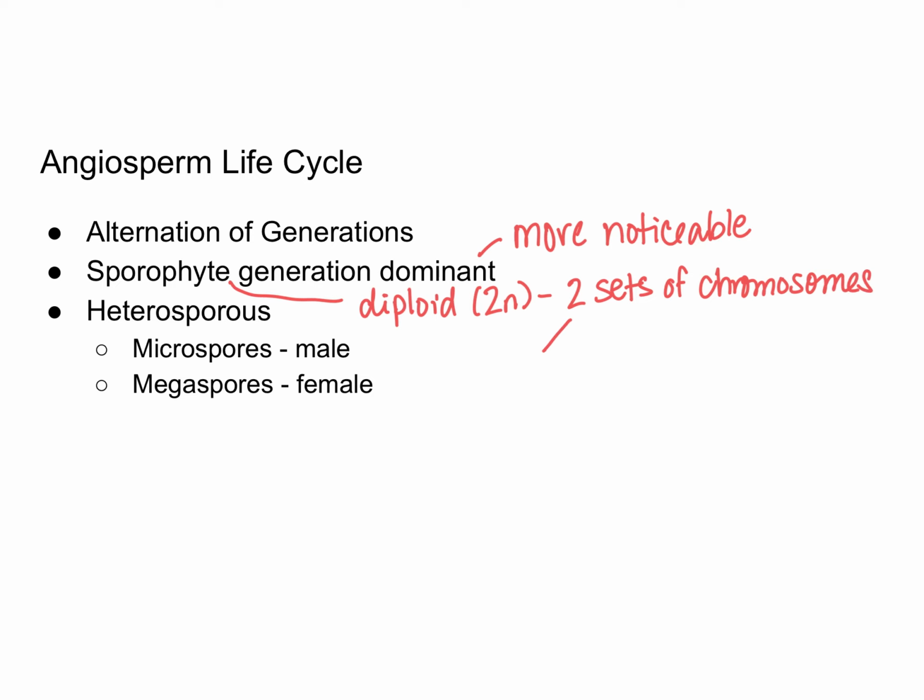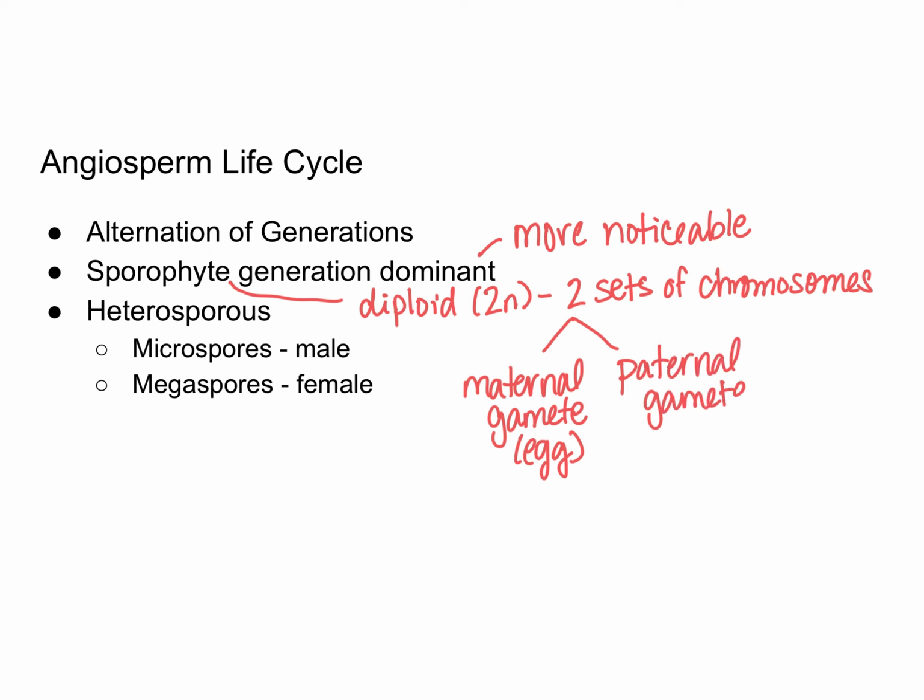One set comes from the maternal gamete, which is the egg, and the other comes from the paternal gamete, which is the sperm. Angiosperms are heterosporous, meaning that they have separate male and female structures involved in reproduction.